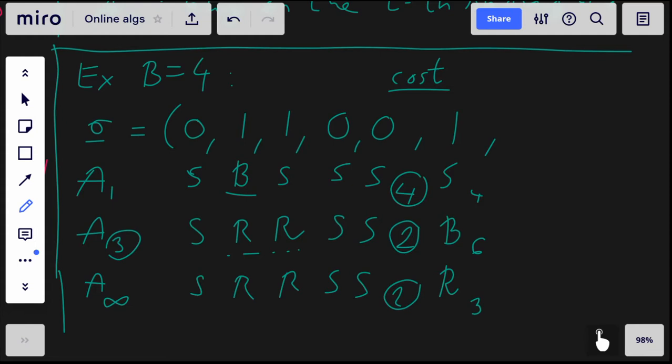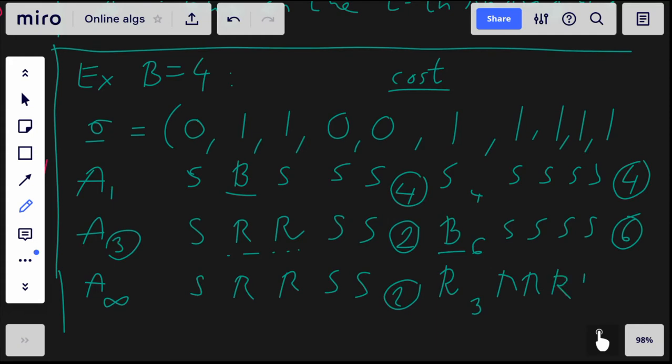And also if I keep adding, say, 4 snowy days, then A1 will still have a cost of 4 because it just skips. A3 will skip because it already bought a pair of skis, so it will have a cost of 6, and A infinite will just keep renting and renting. So here we will have a cost of 7, and in this case A1 is the definitive winner and A infinite is the loser for this particular input. So there are cases when one of the algorithms is better, but the same algorithm will become the worst on some other particular input.